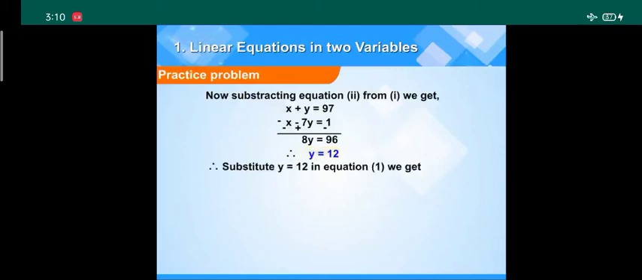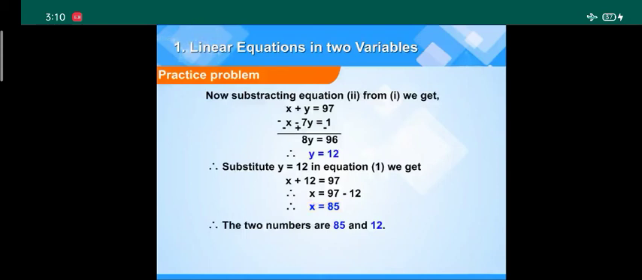Substitute y is equal to 12 in equation number 1. We get x plus 12 is equal to 97. Therefore, x is equal to 97 minus 12. Hence, x is equal to 85. Therefore, the two numbers are 85 and 12.